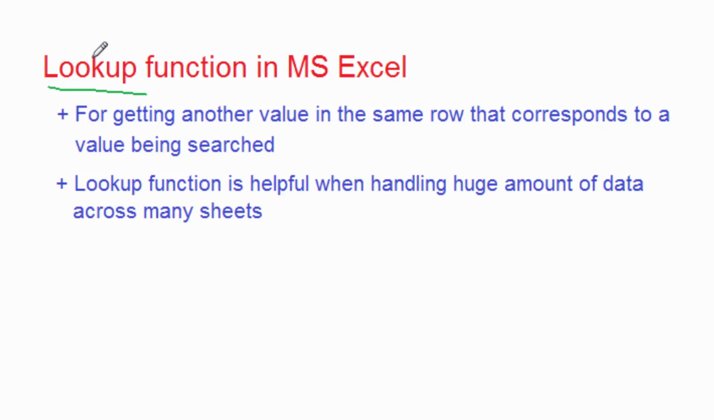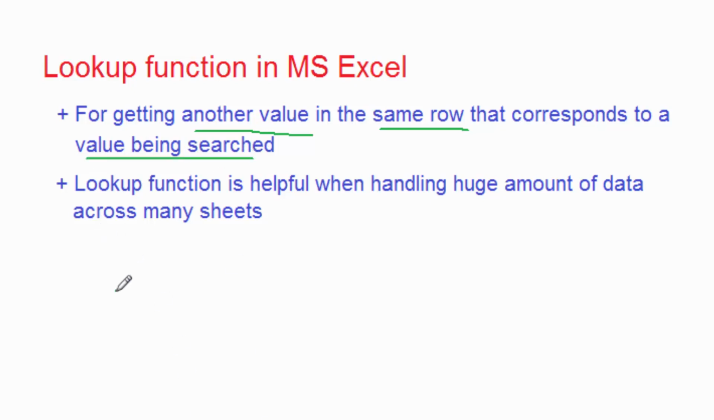Now, basically, how does it work? For the lookup function, we are simply getting another value in the same row that corresponds to a value being searched.